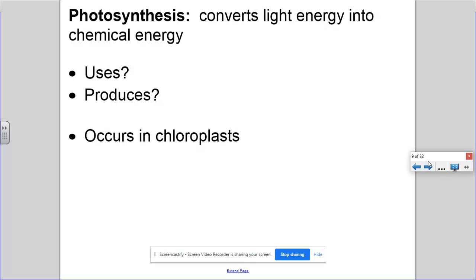So photosynthesis, our definition, is something that converts light energy into chemical energy. It is going to use light energy, carbon dioxide, and water. It will produce glucose and oxygen gas. This will occur in the chloroplast of plants.